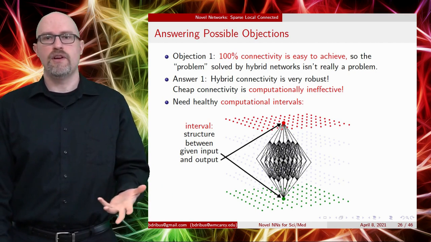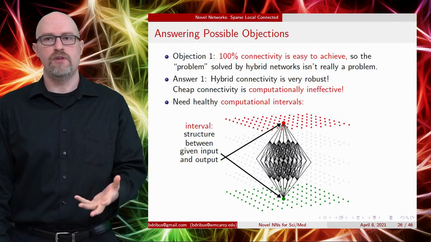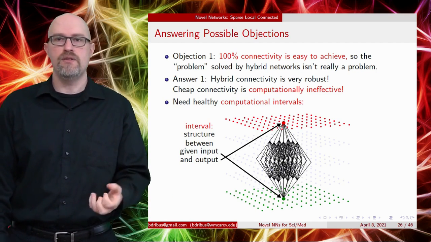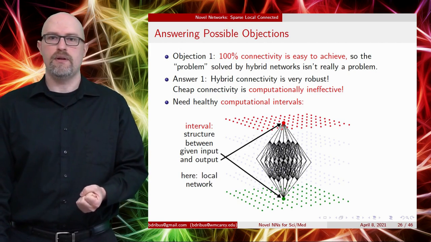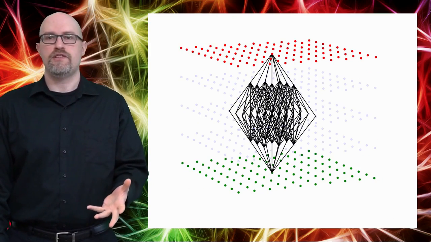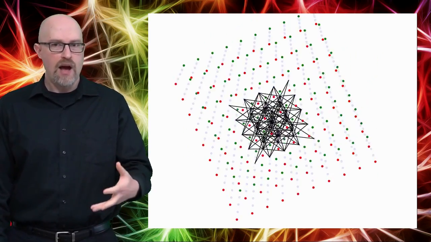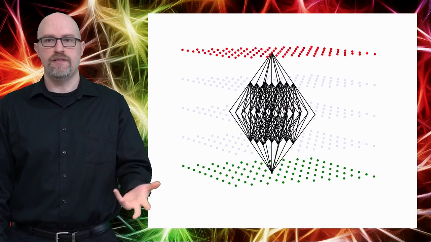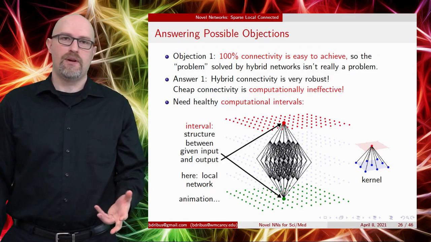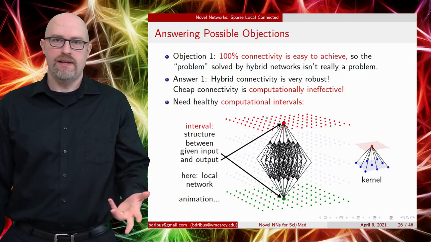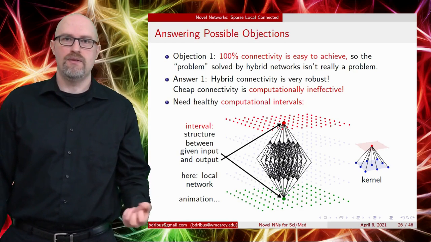Now, this diagram shows a robust computational interval between two vertically aligned nodes in a totally local network. I will animate the picture to show the many reinforcing paths between the two nodes, which allow effective data transmission and sorting. The problem with this network, of course, is that it is poorly connected overall because it's too local.